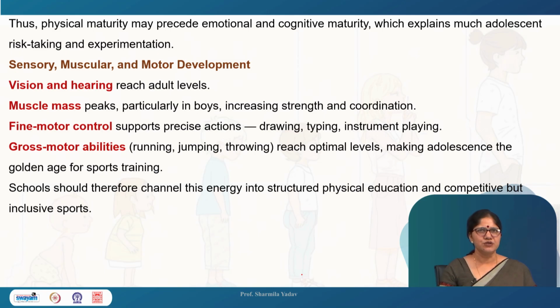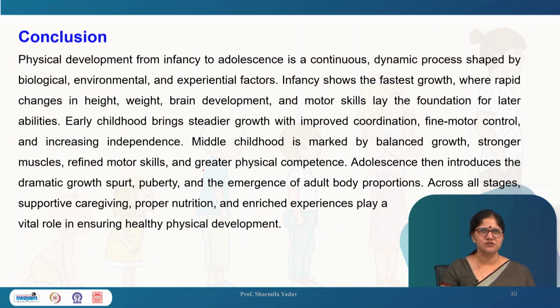Vision and hearing reach adult levels. Muscle mass peaks, particularly in boys, increasing strength and coordination. Fine motor control supports precise actions: drawing, typing, instrument playing. Gross motor abilities, jumping, running, throwing, reach optimal levels, making adolescence the golden age for sports training. Schools should therefore channel this energy into structured physical education and competitive but inclusive sports.